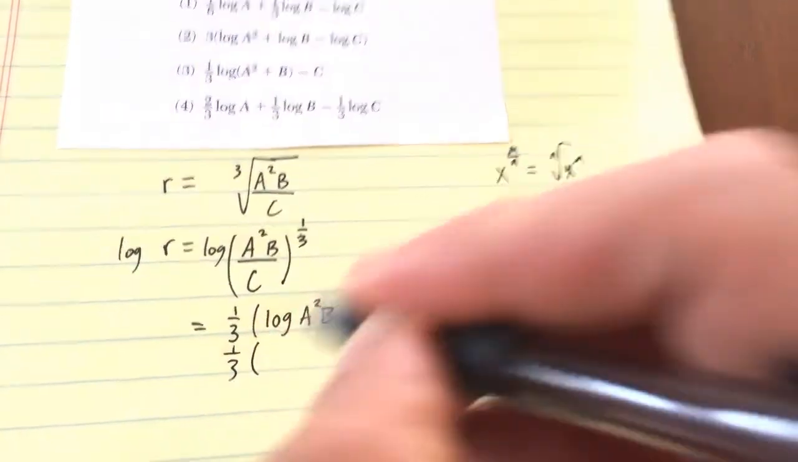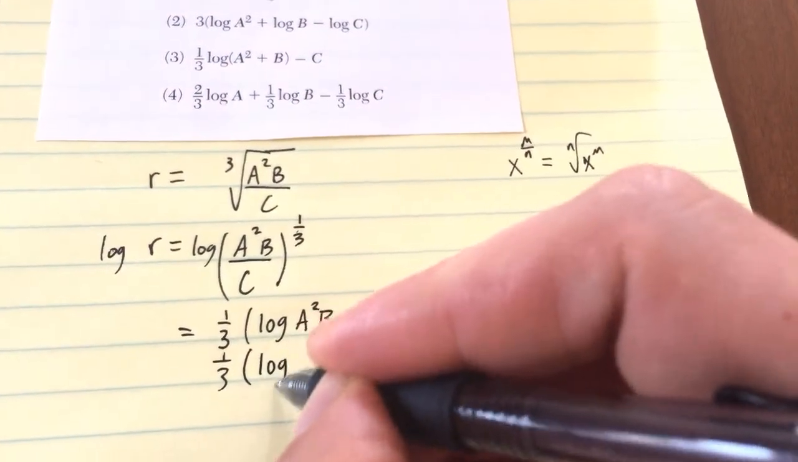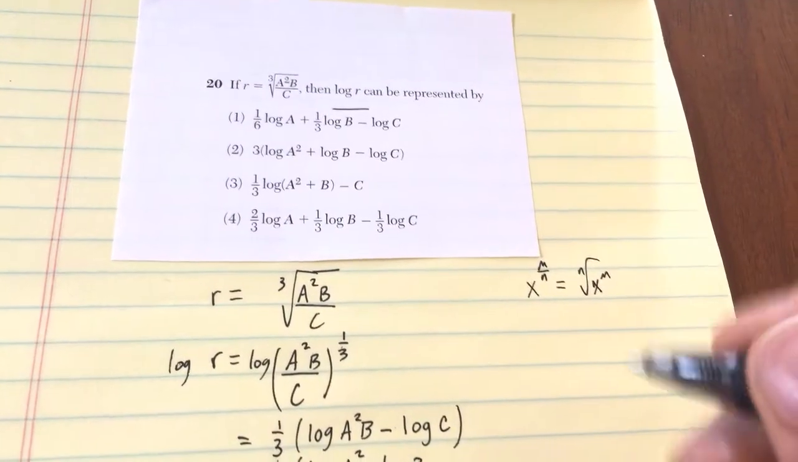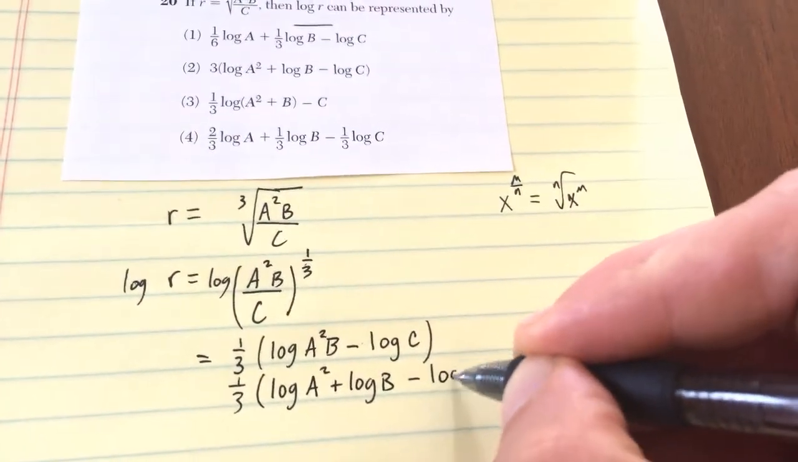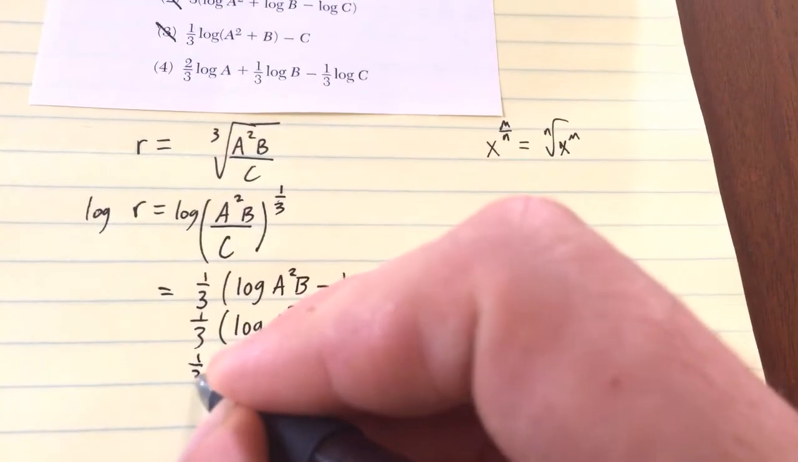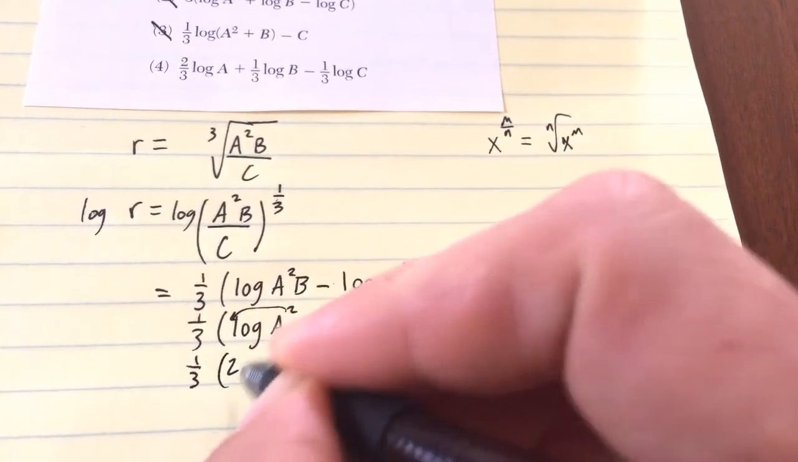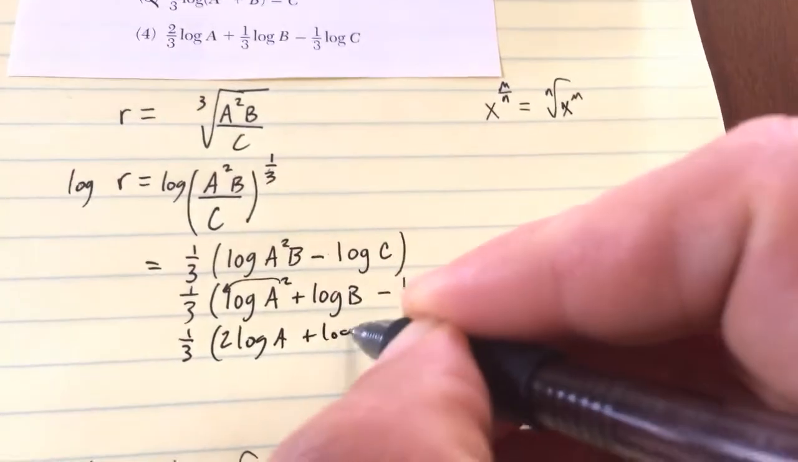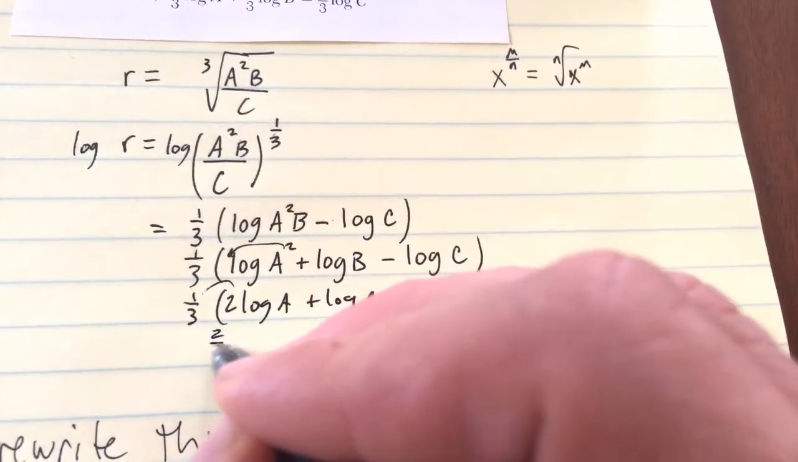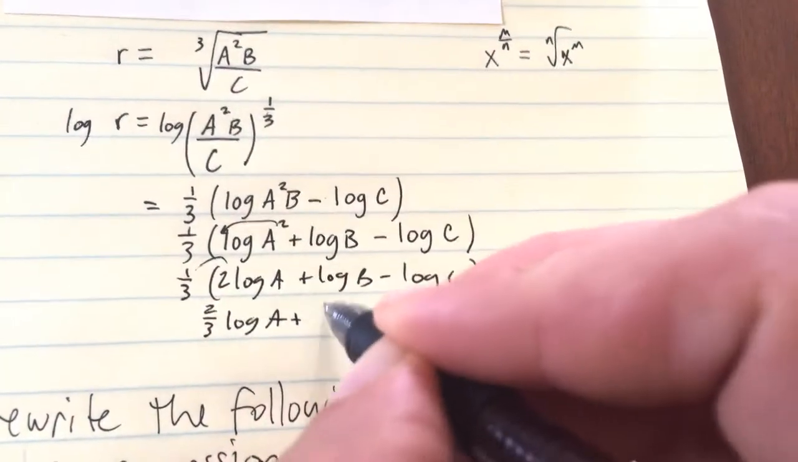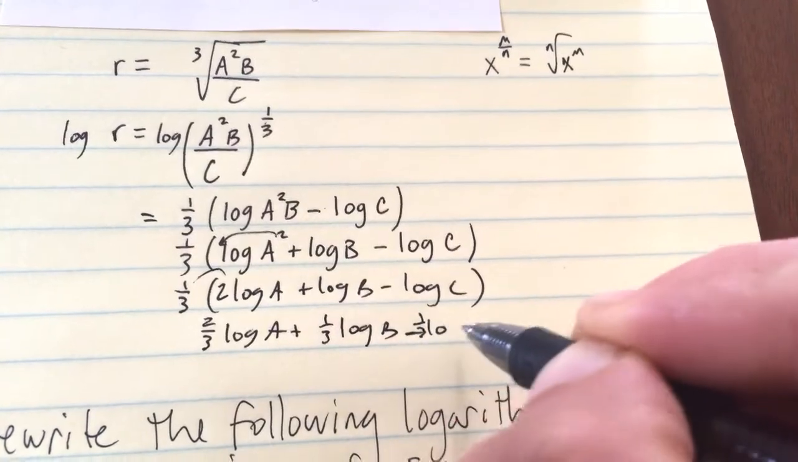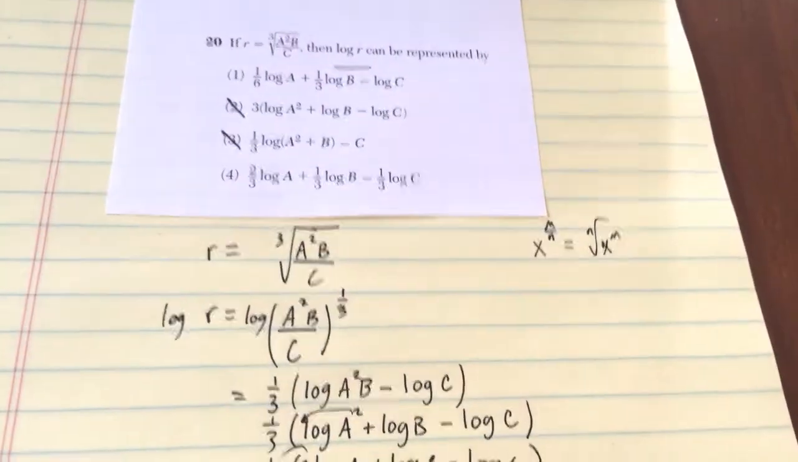Now what I can do here is, now I'm doing a product, I'm basically doing log a squared plus log b minus log c. Simplifying this one step further, I can bring this exponent down. I get 2 log a plus log b minus log c. Distributing the 1/3, you get 2/3 log a plus 1/3 log b minus 1/3 log c, which is choice number 4.